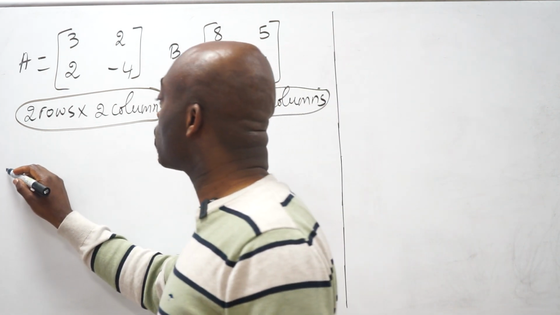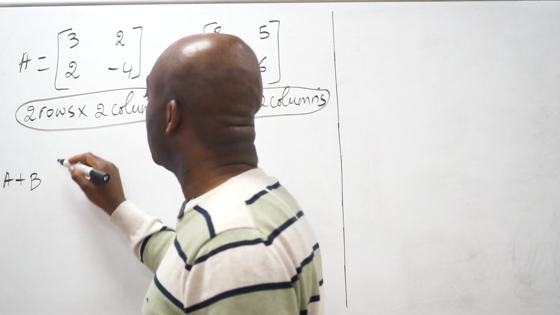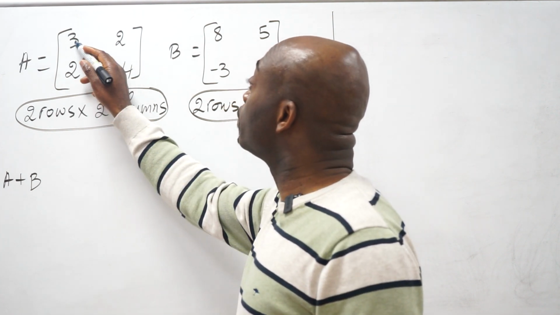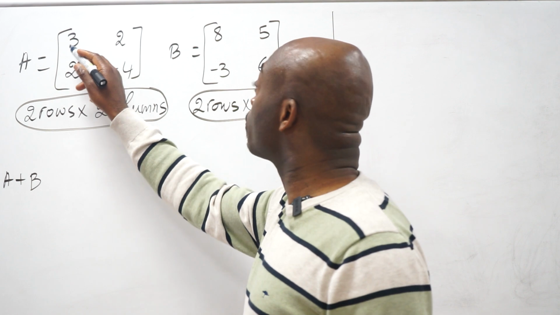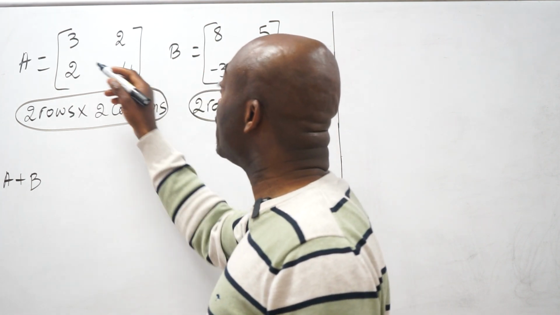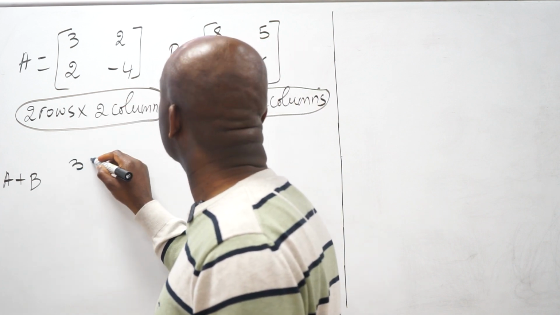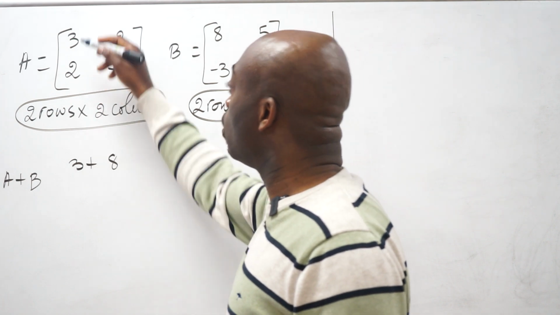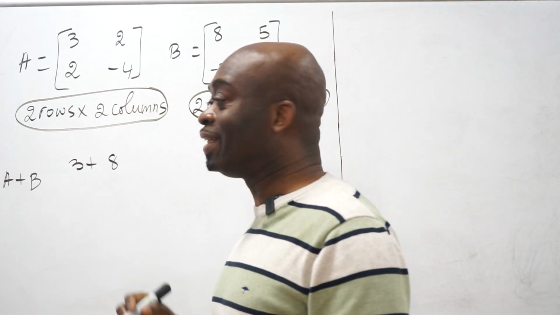So to add, we want to do A plus B. To be able to do that, we add the numbers, or the elements, based on their location. So 3 and 8 are at the same location, so that would be 3 plus 8. If we go either vertically or horizontally, it doesn't matter.